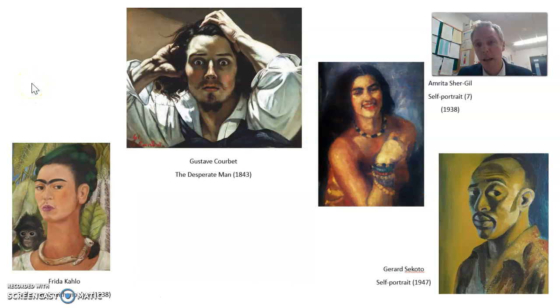These artists have used their self-portraits to try to show you how they're feeling. So Frida Kahlo here, she looks really serious and quite strict. This artist, Gustave Courbet, has done a self-portrait where he looks really quite scared and quite worried. Amrita Shergill, however, has done a self-portrait where she looks really happy and really confident. Whereas this artist, Gerard Sekoto, he looks quite anxious and worried too. So maybe you could use your self-portrait to think about the way you're feeling and try to show that.